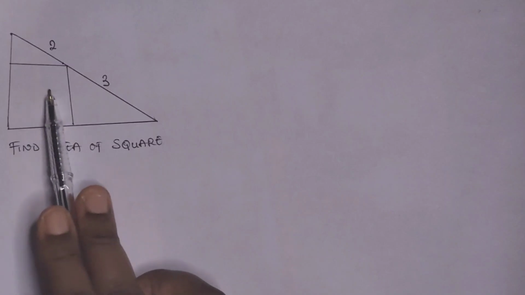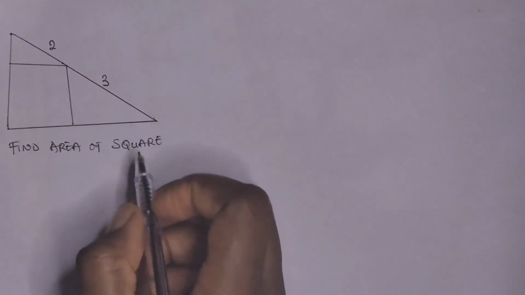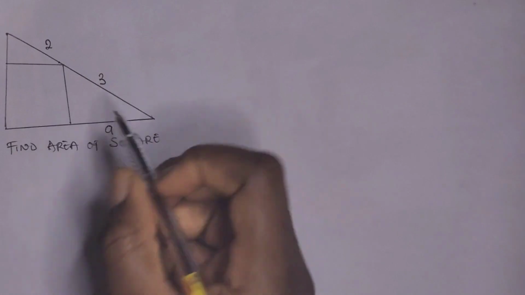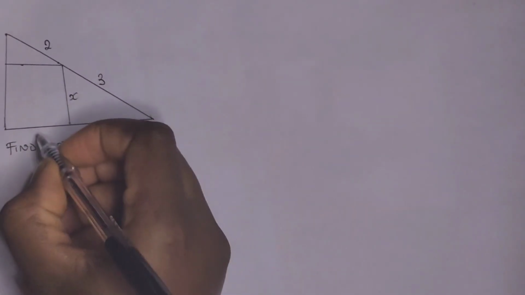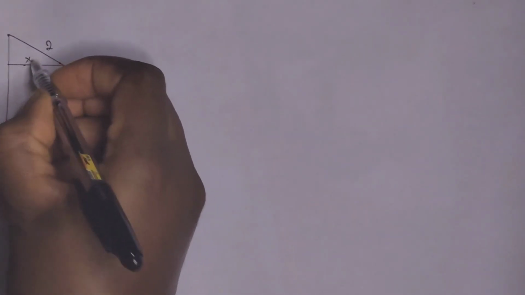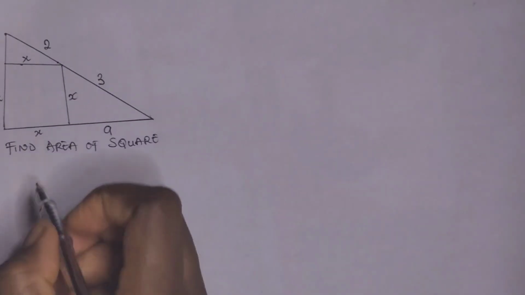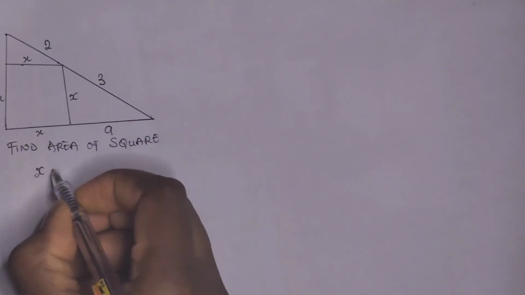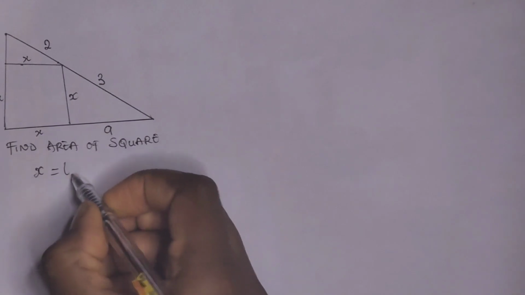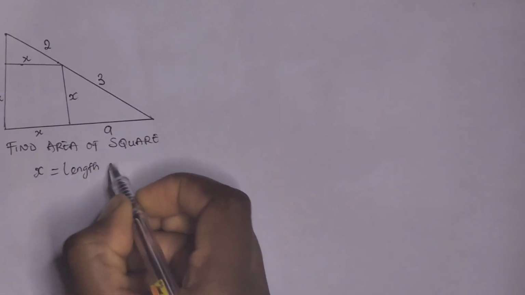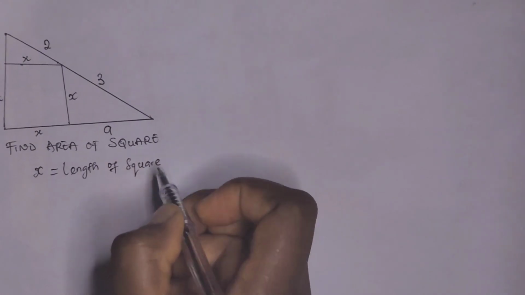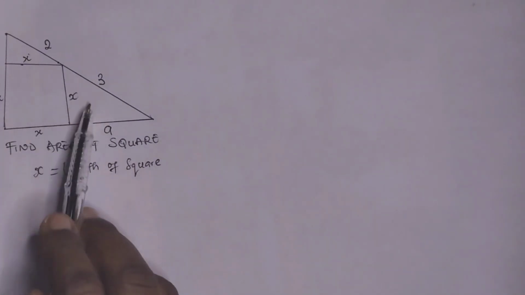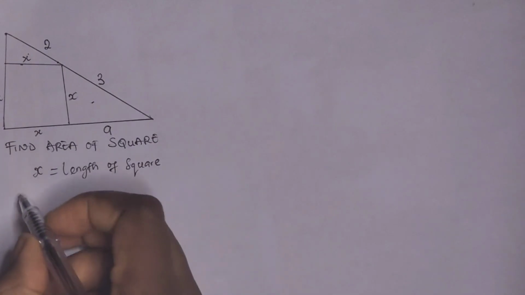We want to find the area of this square. Let's name here A, and let's name the length of this square X. X equal to length of square. But this triangle and this triangle are similar.